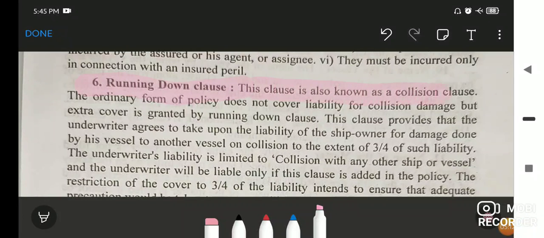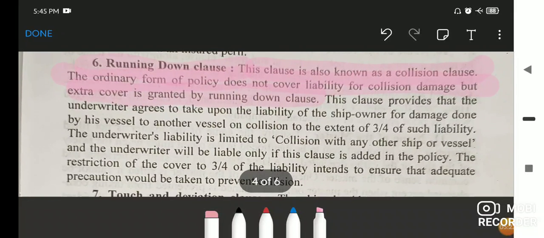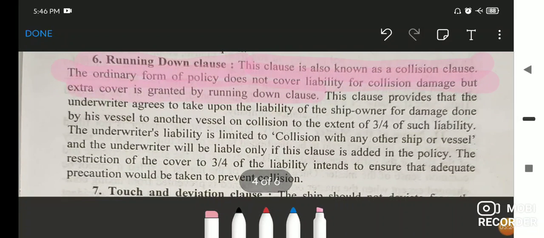Next we have the running down clause. This clause is also known as the collision clause. The ordinary form of policy does not cover liability for collision damage, but the extra cover is granted by the running down clause. Whenever we are talking about an ordinary marine insurance policy, the losses arising out of collision are not covered, but this benefit is given under the running down clause, wherein there is any damage caused to the ship due to collision.